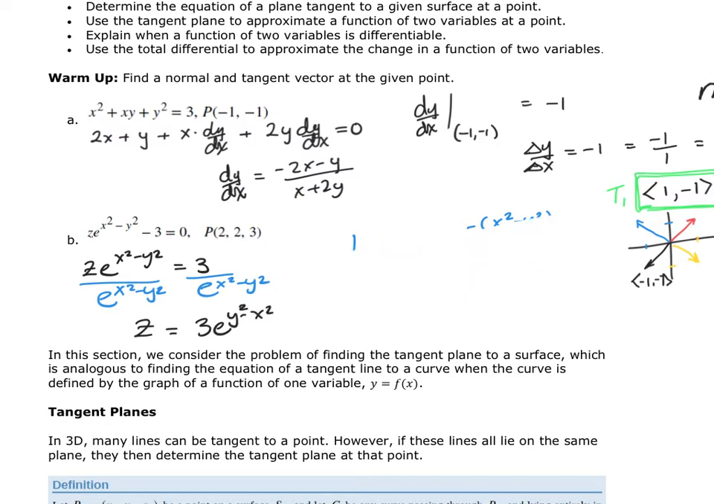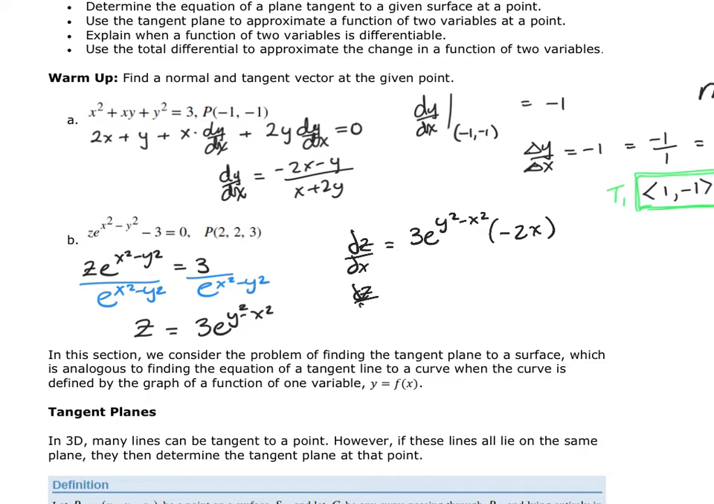So now I'm going to use my partial derivatives. Let me just erase that. I'm going to do the partial derivative with respect to x first. So dz dx is going to be equal to 3e to the y squared minus x squared, and then it's going to be minus 2x. And that gives me my partial derivative with respect to x to be equal to negative 6x e raised to the y squared minus x squared.